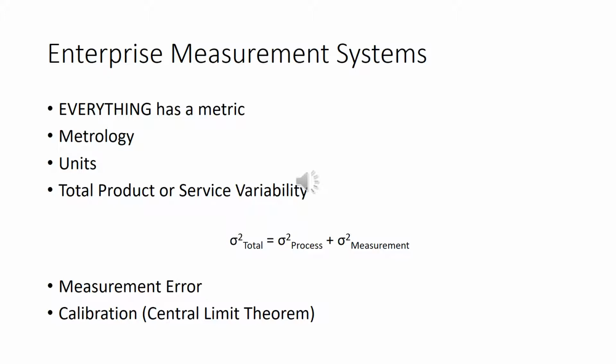Make sure your units, you want to be careful of round off. And the total variation that you see is equal to the variance total is equal to the variance of the process plus the variance in the measurement. You want the measurement variance to be about 10% or less by rule of thumb. And I'll leave it up to you to figure out why I'm using variance and not standard deviation in this equation. We talked about measurement error.